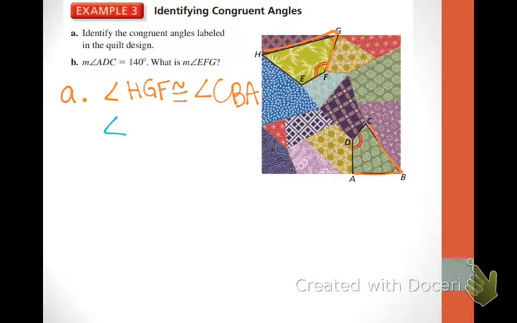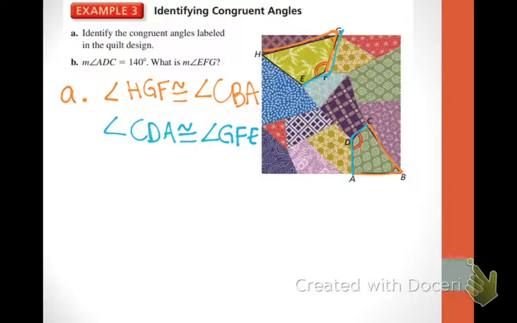Can someone look at it and tell me it? You can throw it to Lena. CDA. Angle CDA is congruent to... throw it to someone. Kennedy? HGF. Close. GFE. Yeah, GFE. Angle GFE. We could also say EFG.